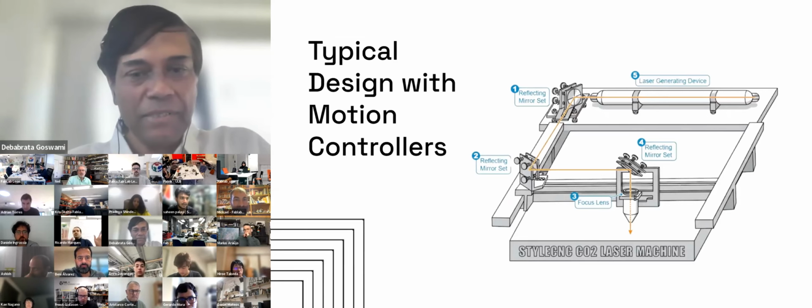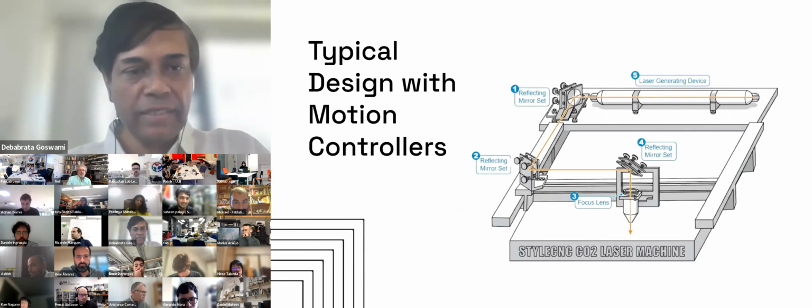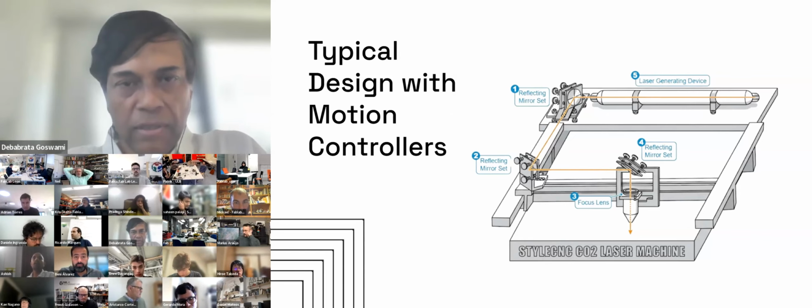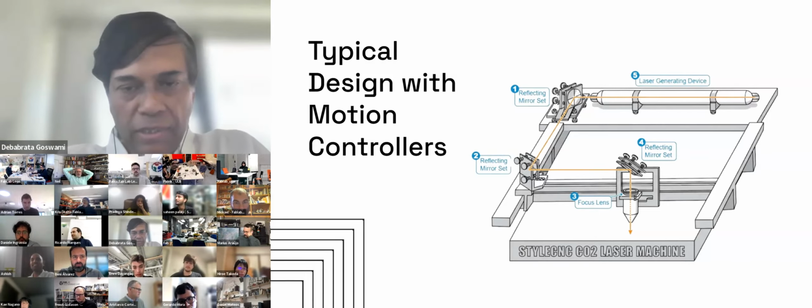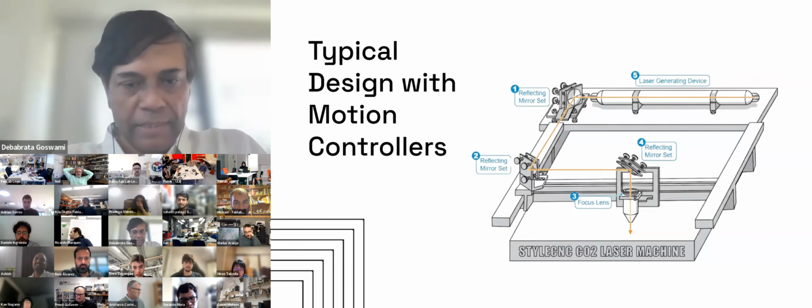The simplest one is the one where the design is based on motion controllers. So you have a laser, and the light is made to do the cutting or designing by using a motion controller design. This is a sort of crude picture of how it would look. Next slide, please.